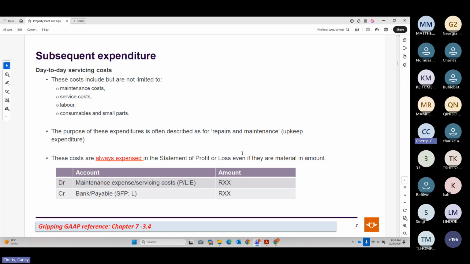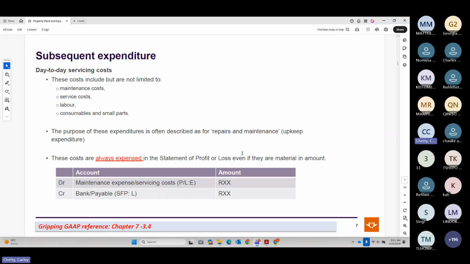So think back to the practical question that you did for part 1. In the initial cost, we had a repair, and we had to decide whether to capitalize that repair or to expense it. And we ended up expensing it because it was part of the normal day-to-day repairs.